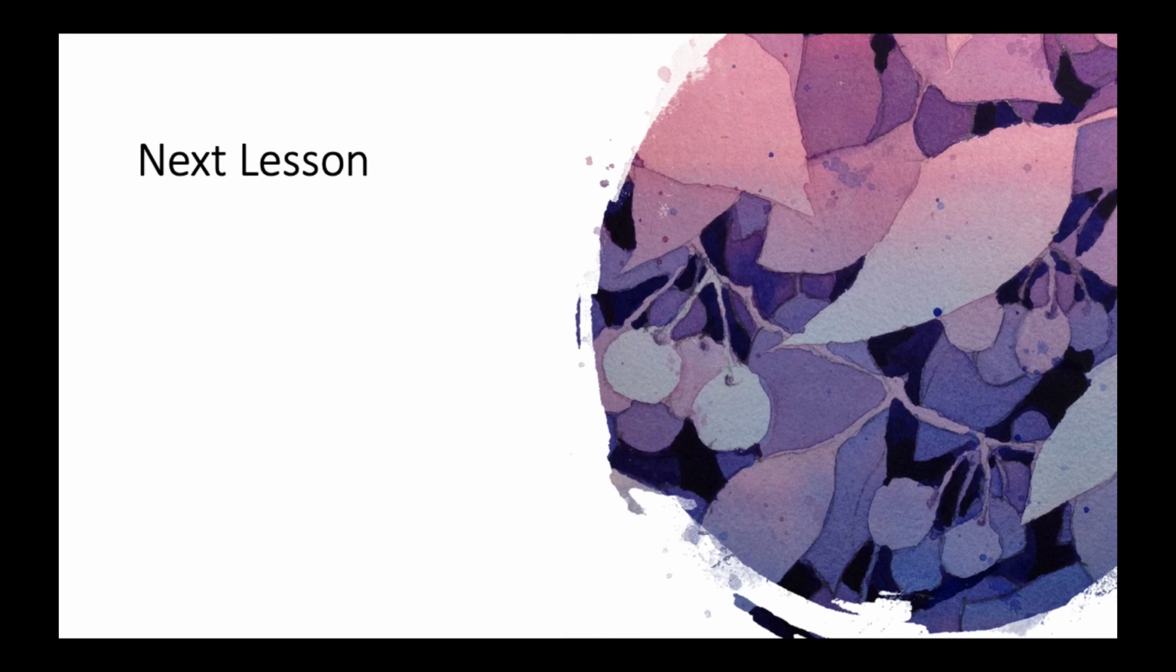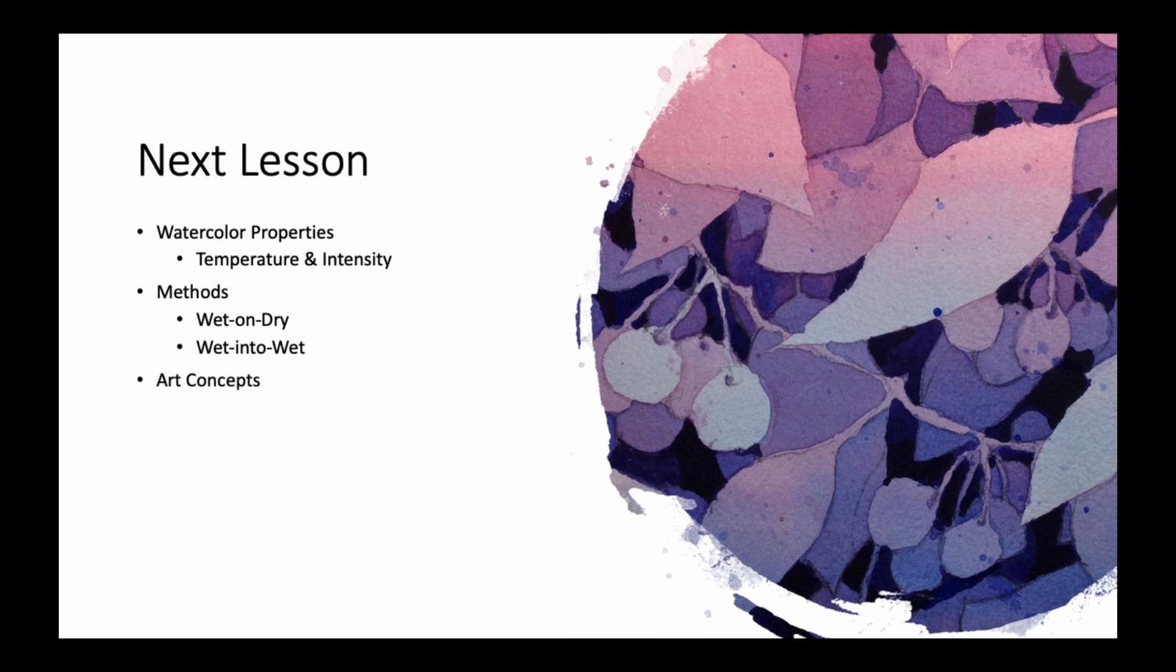So for the next lesson then, we're going to talk about watercolor properties of temperature and intensity. They go hand in hand, but they are very different. They're hardly inseparable. So on the painting over here, we're really using the concepts of temperature to create bright, intense violets. We're going to bring in some new methods, wet on dry and wet into wet. Actually, we're going to be doing variegated washes, so I need to update this slide.